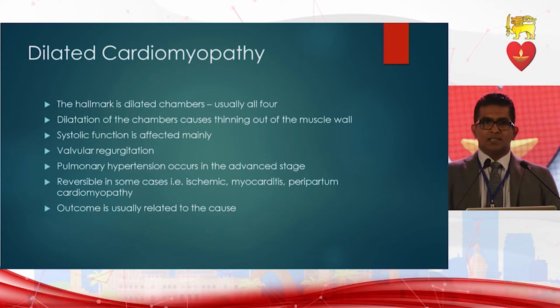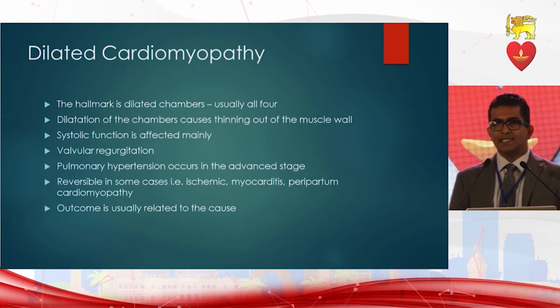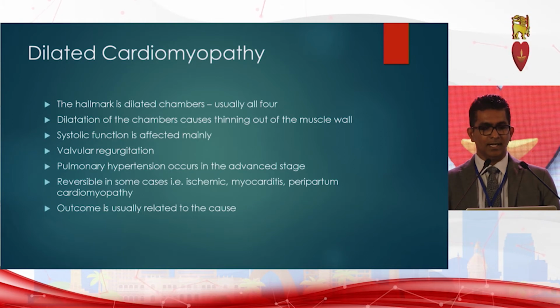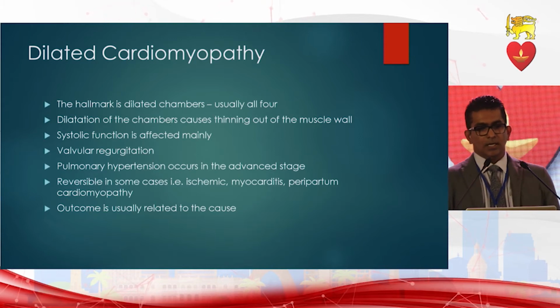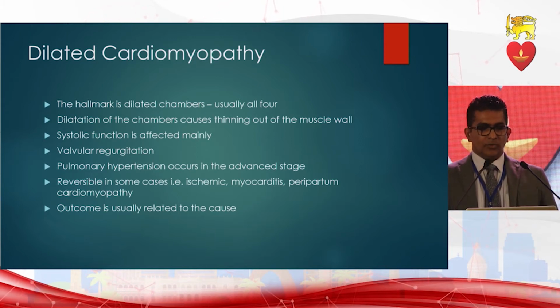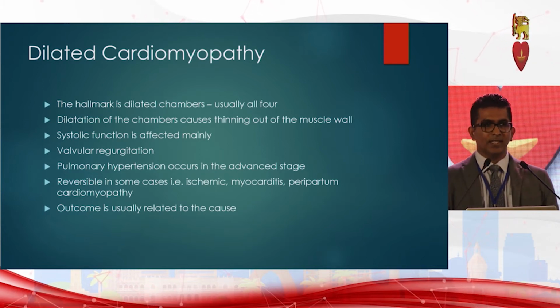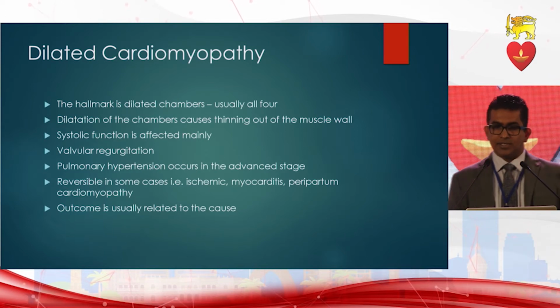When the chambers dilate, usually it causes thinning out of the muscle, and mainly the systolic function is affected. And there is valvular regurgitation, mainly of the mitral valve, and pulmonary hypertension occurs in the advanced stage because of long-standing venous capillary and venous pressure increase. Dilated cardiomyopathy is reversible in some cases. For example, ischemic dilated cardiomyopathy: if you treat the ischemia, we see in practice that patients sometimes do remarkably well.